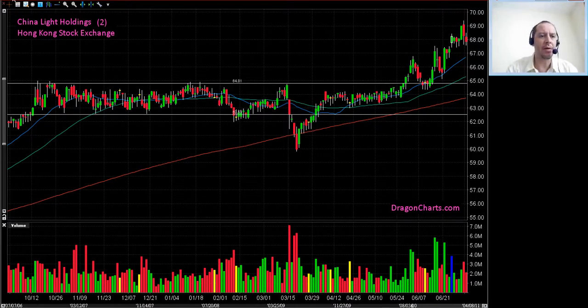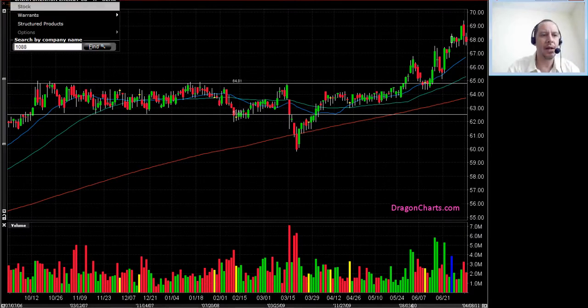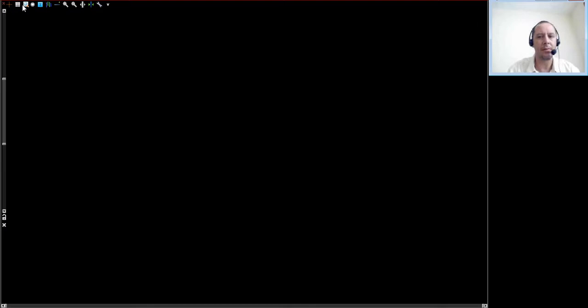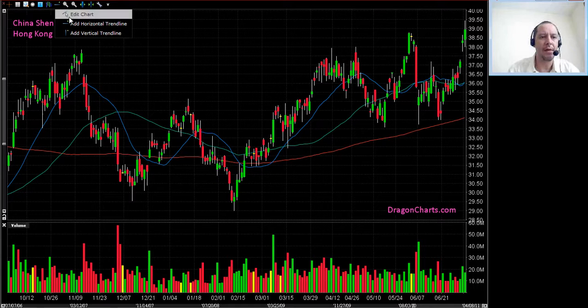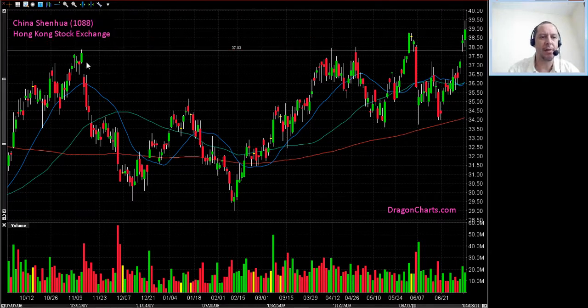The last stock we're going to look at today is ticker number 1088. This is China Shenhua on the Hong Kong Stock Exchange. And this stock also is another example of a stock that has recently broken out above horizontal resistance. Here again we have resistance, resistance, resistance. Here we had a breakout attempt that failed. It went above it 3 days and came sharply back down.